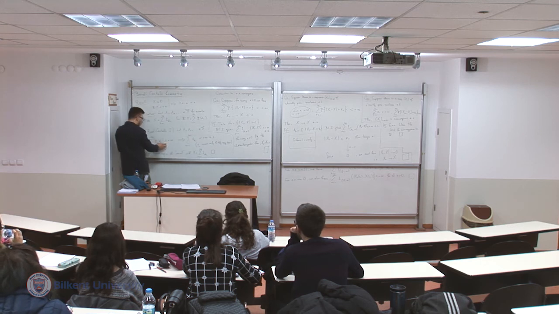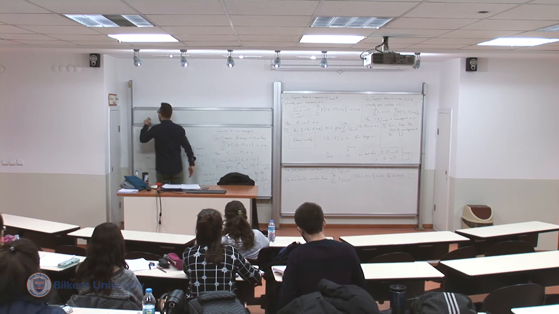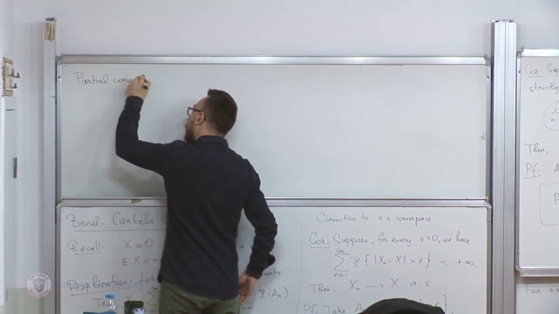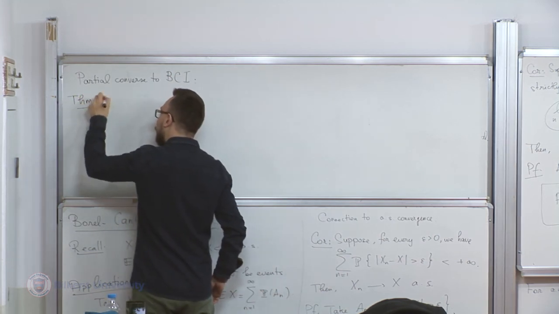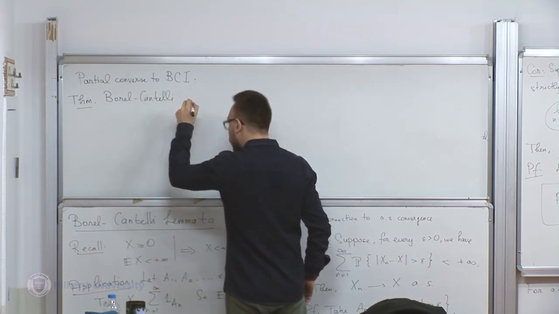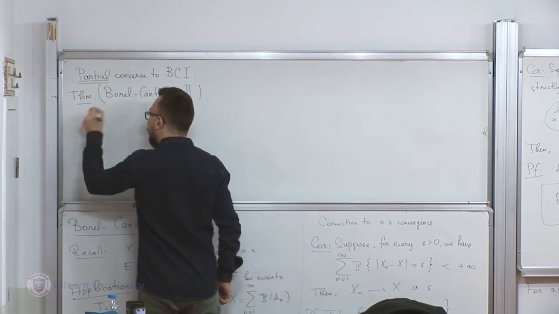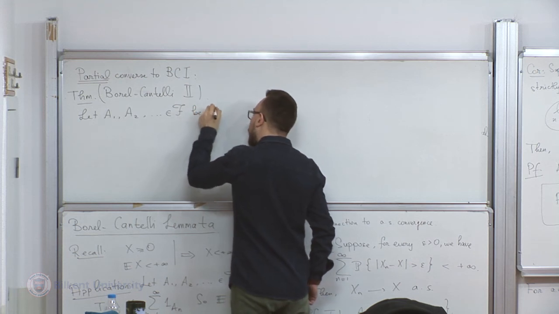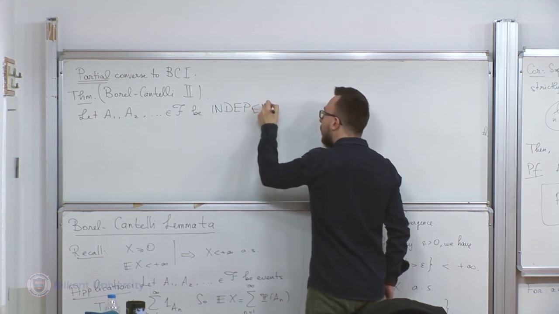then sum of indicators is finite almost surely. What if this is plus infinity? What if this sum explodes? Okay? So partial converse to Borel-Cantelli 1. Okay? And this is Borel-Cantelli number 2. But now we have partial converse because we need to have independent events, meaning that their indicators are independent random variables.